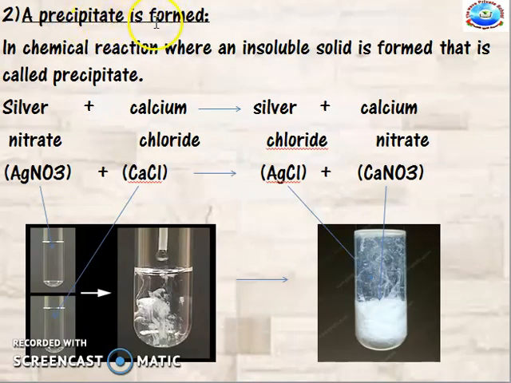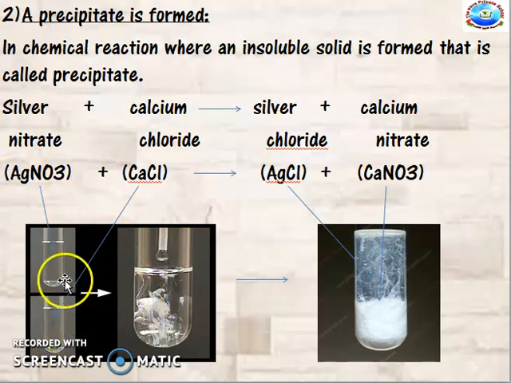Next is a precipitate formed. Now see, what is a precipitate? A precipitate is something in a chemical reaction where an insoluble solid is formed. That is called a precipitate. You can see there are two test tubes, and in the two test tubes there are two different solutions. They are liquid. In the first test tube there is silver nitrate, that is AgNO3, and in the second there is calcium chloride. Now see, students, both are liquid.